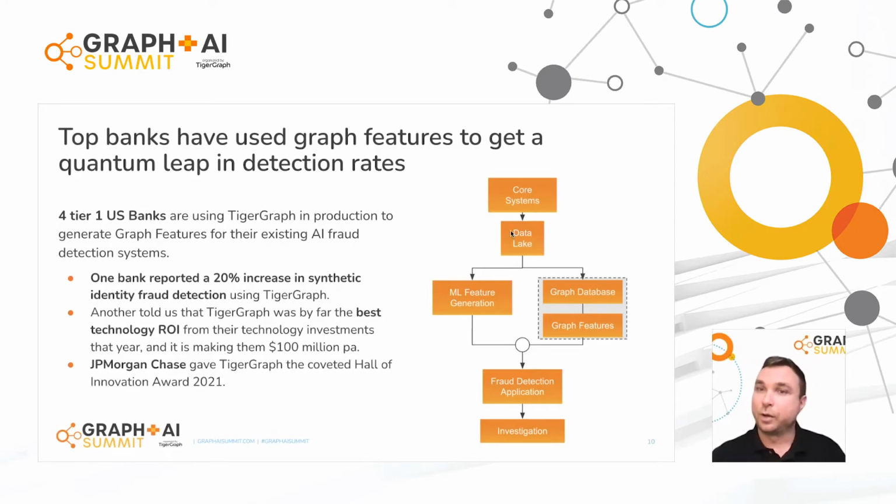But if you incorporate what we discussed, the TigerGraph graph database with some graph features as additional features into this machine learning model, we've seen that, for example, one bank reported a 20% increase in fraud detection. And in addition to which, it gives a very good return on investment. So it's a type of application that's easy to implement, easy to incorporate, and easy to get the return on investment very quickly.